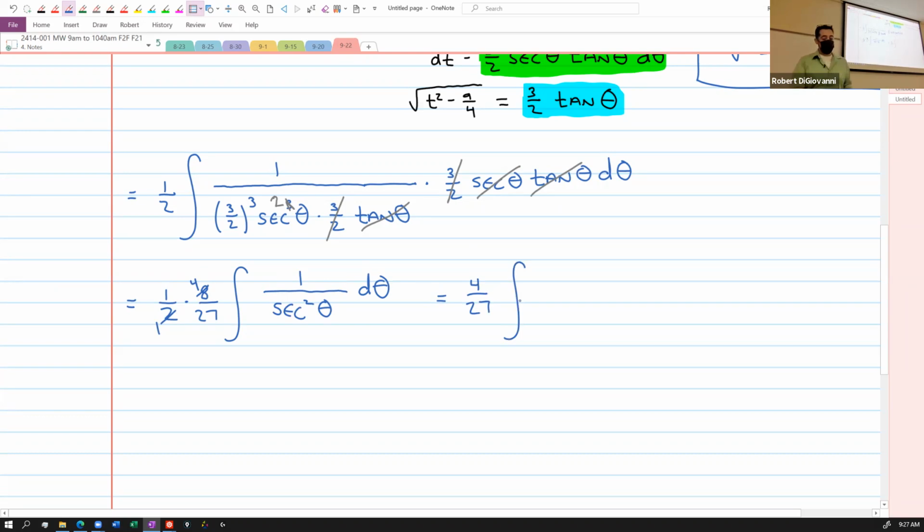How are you going to handle that? Careful, the antiderivative of that is not tangent theta, right? Because that's not secant squared. That's 1 over secant squared, right? What were you going to say? Yeah, let's just switch that over to cosine squared theta. 1 over secant is cosine, so let's just change it back to cosine squared. That's what it is, right?